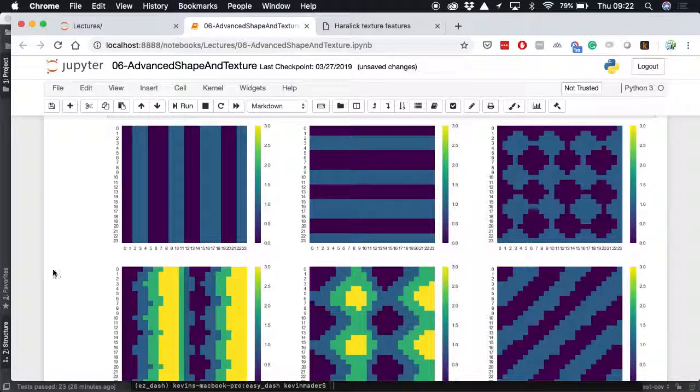And we have a few sample textures here, where one of them is vertically striped bars. The other one is horizontally striped bars, some circles, some gradients, some radiating patterns, and some diagonal stripes. So we have a variety of different shapes that we can see here.